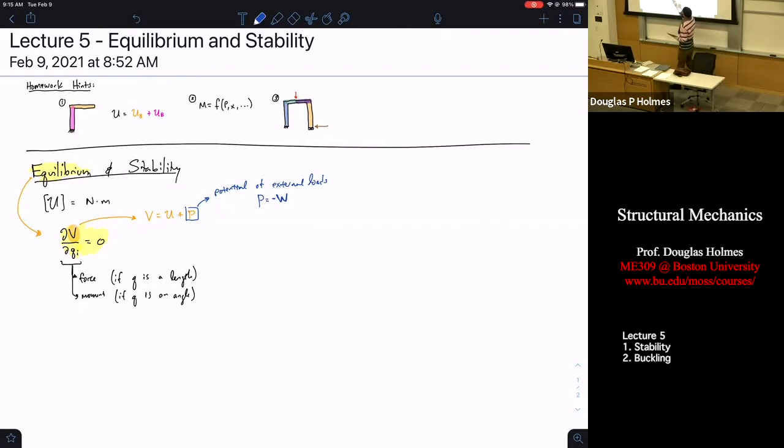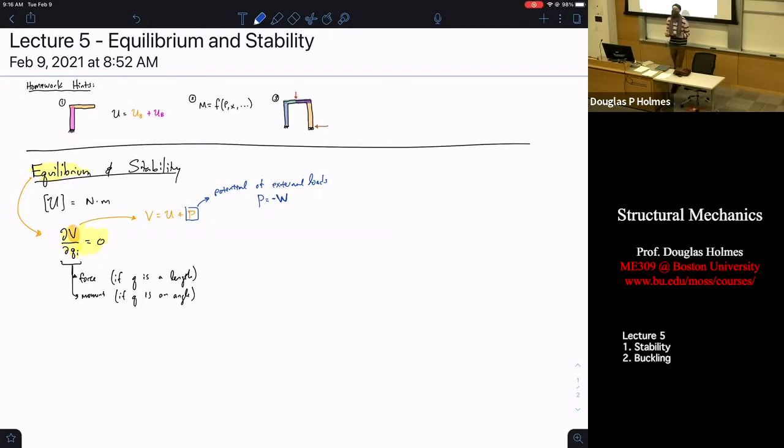So if I can just write down the total potential energy in my system, and I differentiate it one time with respect to either some displacement or angle, and set that equal to 0, I have the equations of equilibrium for my system. This makes sense? I think this is a pretty straightforward extension of what we did last class.